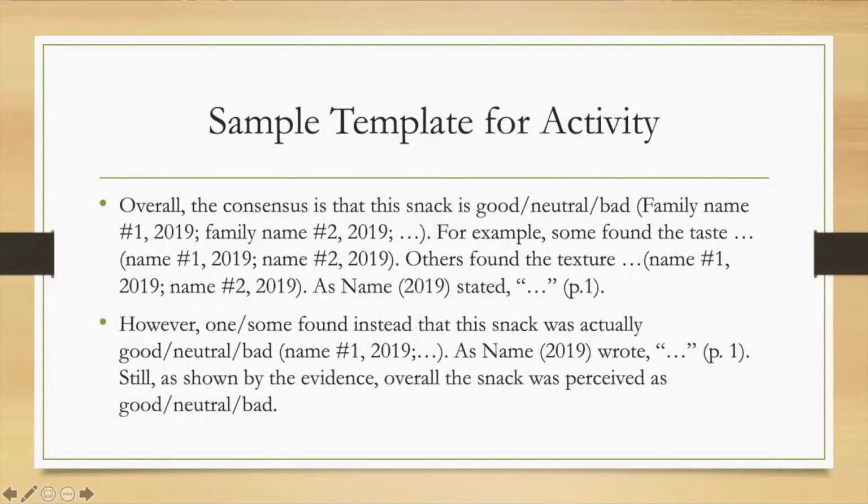So for example, overall the consensus is that the snack is bad. And then you find the majority that claim that the snack is bad. So author 1, author 2. For example, some found that the taste was too salty, and then you give the citations of those that did. Others found that the texture was too rough, and then you give the citations. As someone put it, it tastes like a sock. So that would be a unique quote that is memorable that you would put in to emphasize the snack is bad.